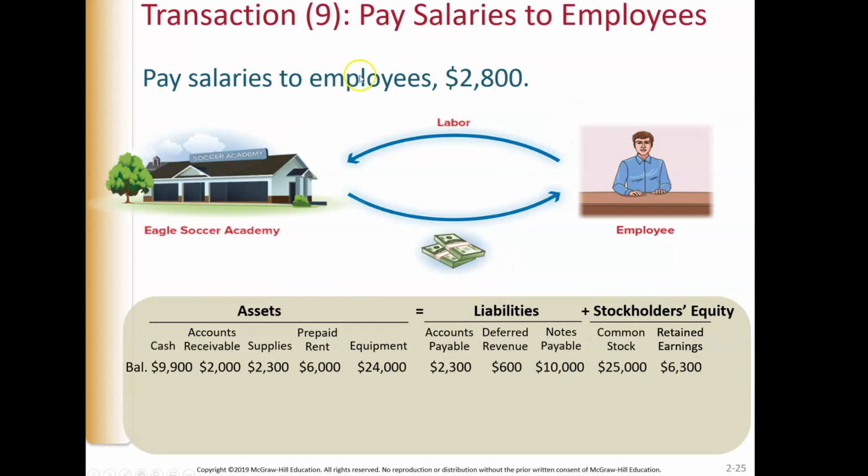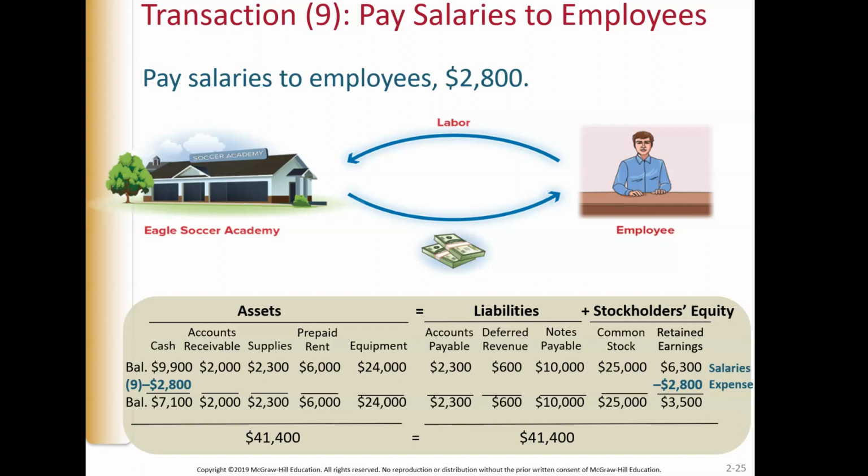We pay salaries to our employees for $2,800. One of the accounts is cash, $2,800. We paid out $2,800. We're also going to decrease retained earnings. Specifically, we're going to increase our expense account, which decreases retained earnings by $2,800. We're still in balance.